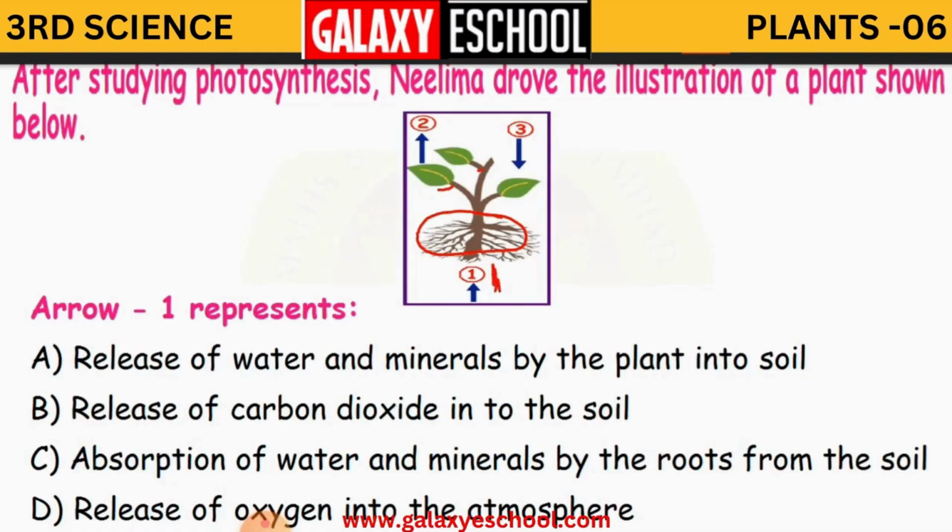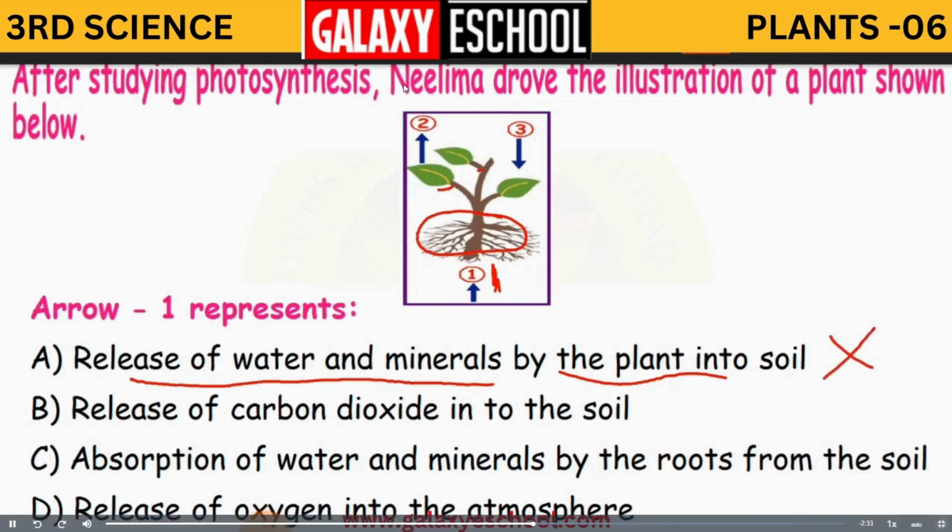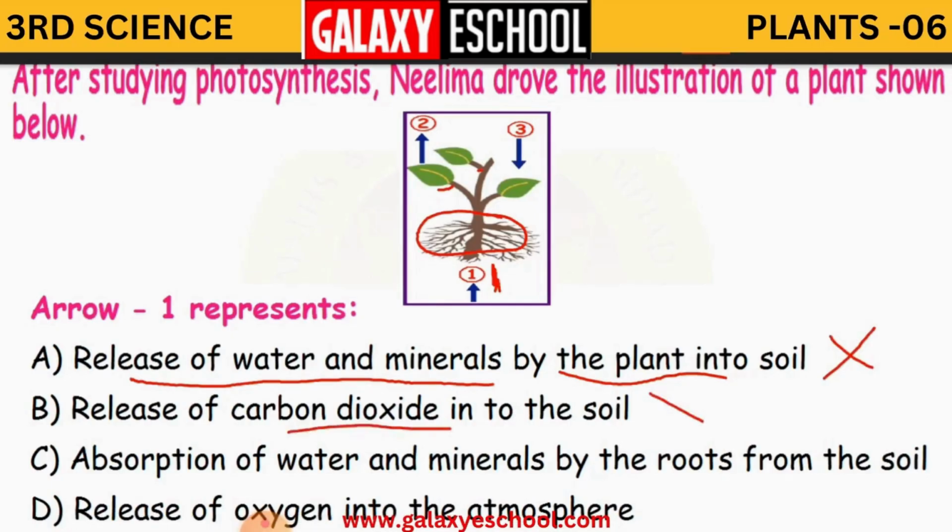Okay. Whether it is release of water and minerals by the plant into the soil. In the sense, is this the release of water and minerals by the plant into the soil? Is this correct children? Does the plant release water and minerals into the soil? No, this is wrong. Okay. Second option, release of carbon dioxide into the soil. This is also a wrong option.